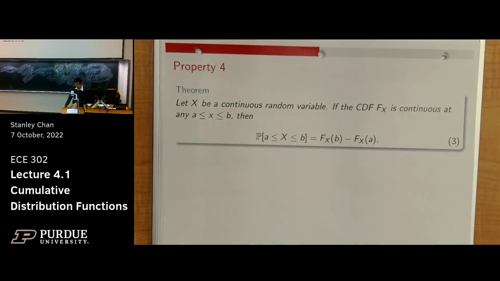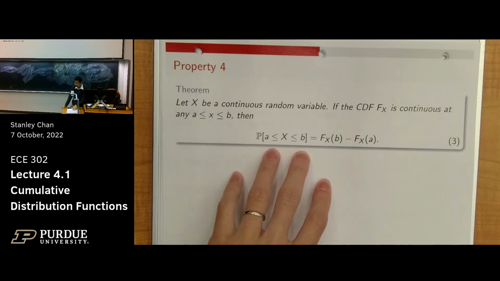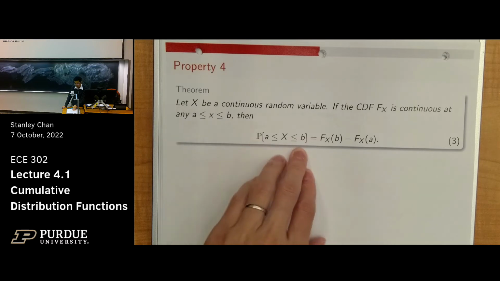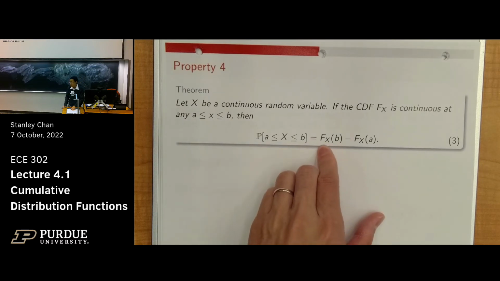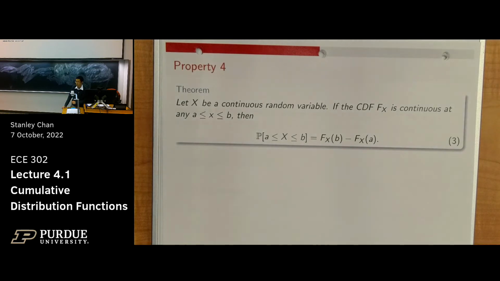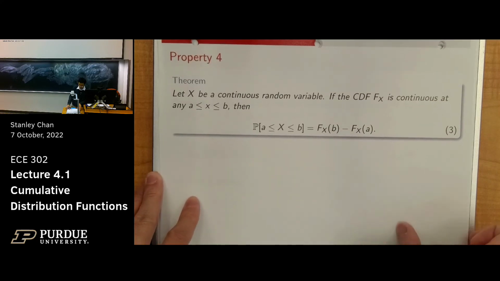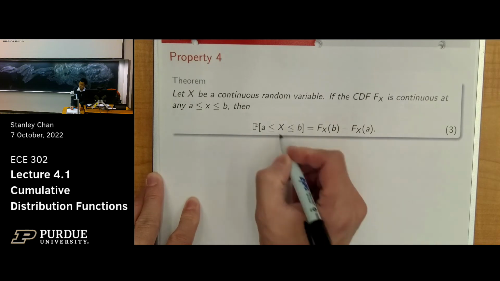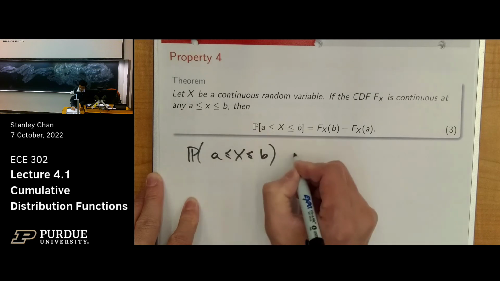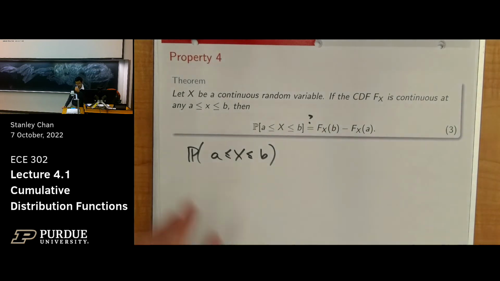Property number 4 is about the continuous random variable. When x is between a and b, you want to evaluate the probability. This is going to be F evaluated at b minus F evaluated at a. Now, there's something interesting here. Why is this true? Why is the probability that x is between a and b just the difference between the CDF at b minus the CDF at a?